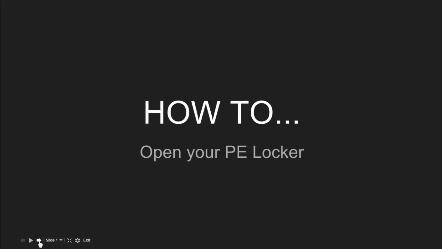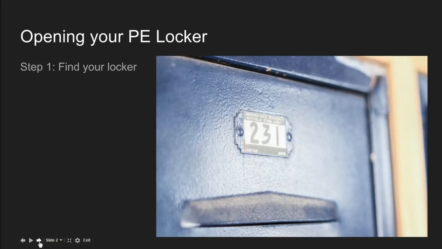And the very first thing that you're going to want to do is find your locker. Your lockers are labeled in the boys and girls locker room with a three-digit number right here. This is not your combination. This is the number of your locker. They go from one to number 300. Just find the one that is yours.